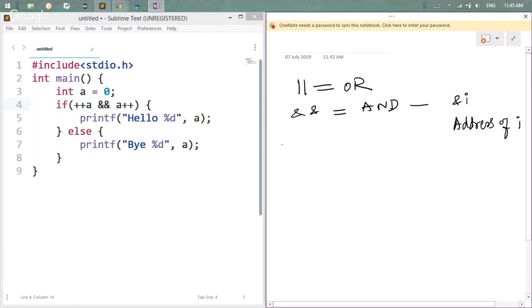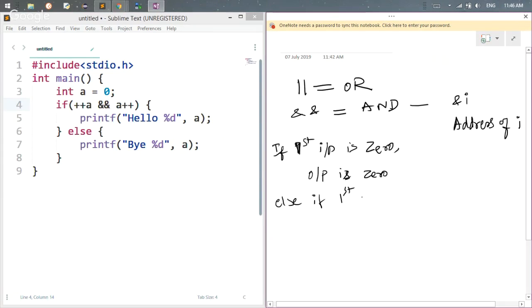So I would like to tell you, if the first input is 0, what it means? AND means what? Both should be 1. Only then the output will be 1. If any one of it is 0, then you will not get the true. It will be false, right? If the first input is 0, then the output is 0. That means you need not even evaluate the second one. Else, if first input is 1, that means if first input is true, evaluate the second one. Okay, so please understand this and then answer.